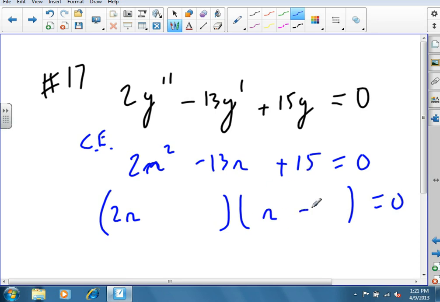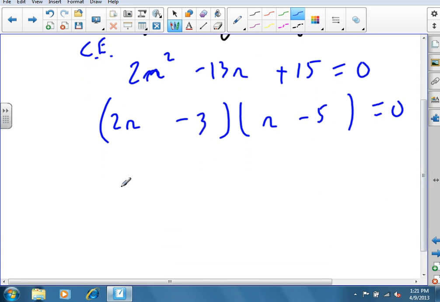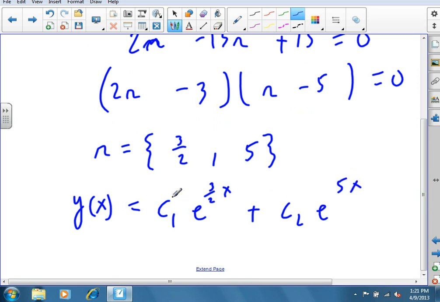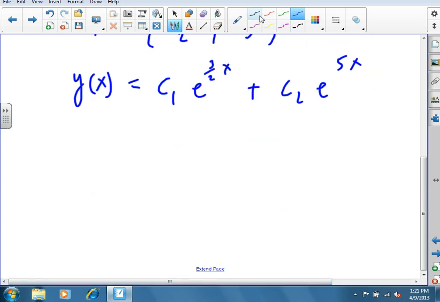Okay, so if I go minus 5 minus 3, I would get minus 13 and be there. So r is going to be 3 over 2 and 5. So I can write down my answers. y of x is c1 e to the 3 over 2 x plus c2 e to the 5x. Normally we do it in alphabetical order, negative guys first on the exponent, smallest negative to biggest positive, in that order. But there's no requirement that you do it that way, just what we normally do.